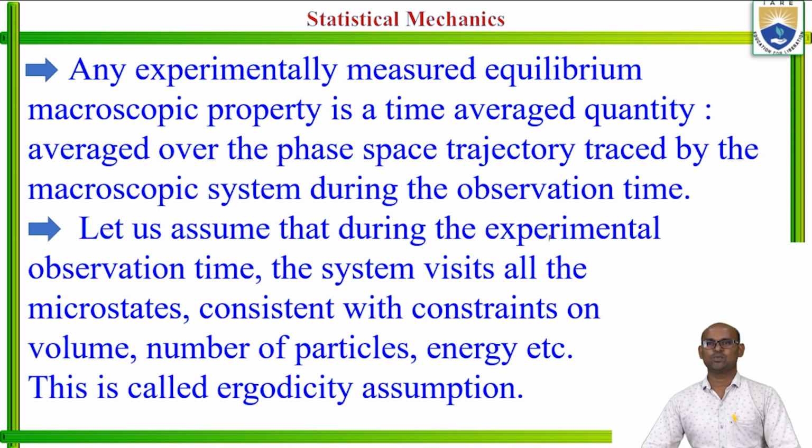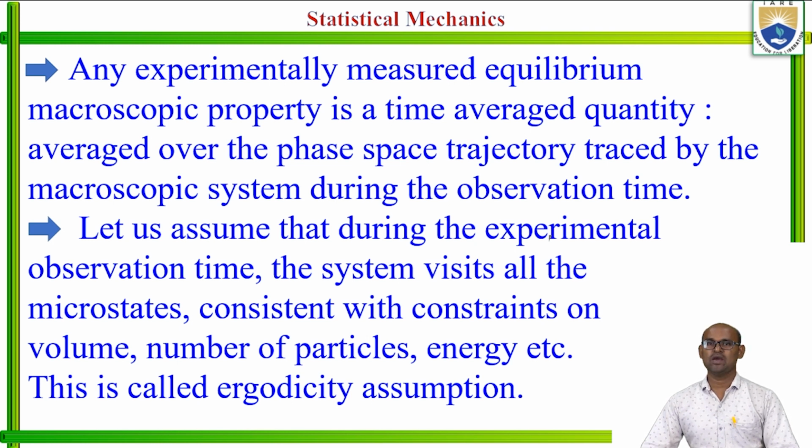Any experimentally measured equilibrium macroscopic property is a time averaged quantity. If we are doing an experiment on a system and obtaining a macroscopic property, for example the pressure or temperature of a gas, these are macroscopic properties. And how do we obtain these macroscopic properties in an experiment? We take the time average.